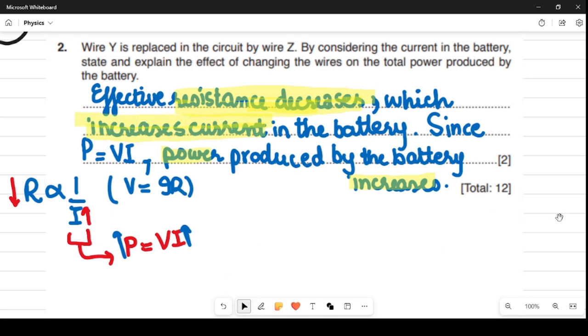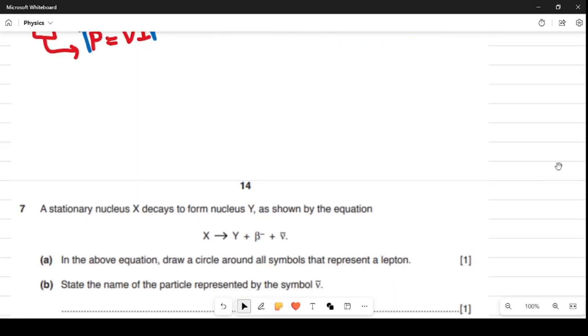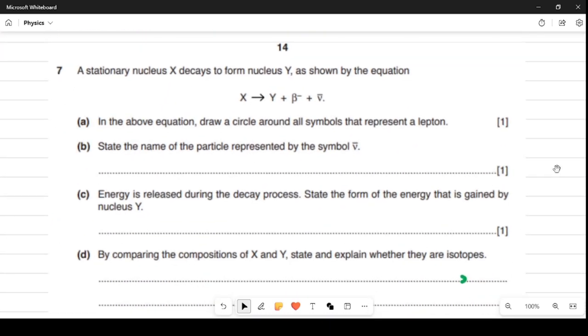Right. Let's move on. Okay, so this is basically, I guess, the last question. Let's read it from the start. A stationary nucleus X decays to form nucleus Y as shown in the equation. In the above equation, draw a circle around all symbols that represent a lepton.